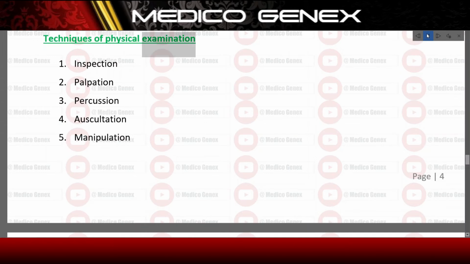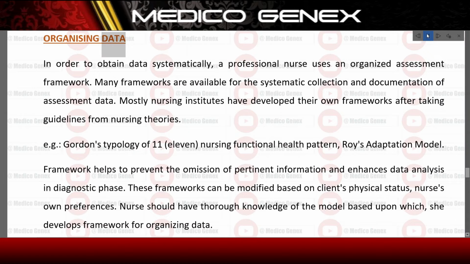Techniques of physical examination. Inspection. Palpation. Percussion. Auscultation. Manipulation. Organizing data. In order to obtain data systematically, a professional nurse uses an organized assessment framework. Many frameworks are available for the systematic collection and documentation of assessment data.